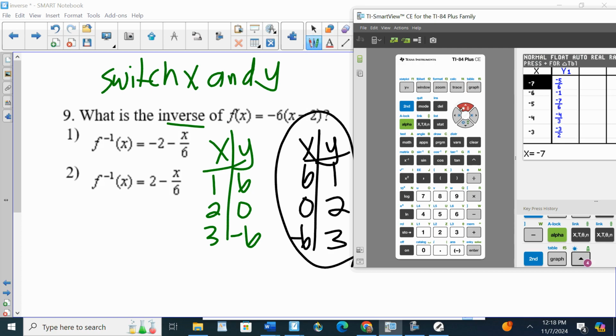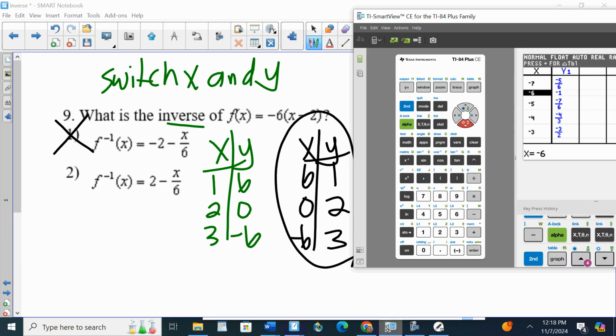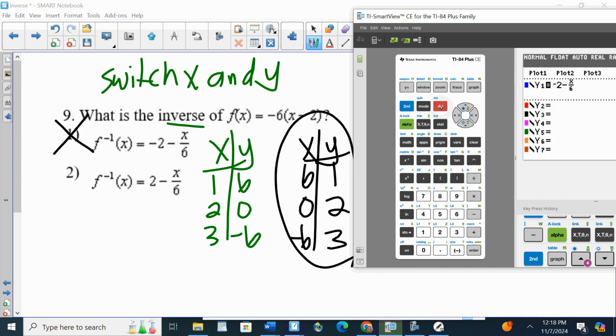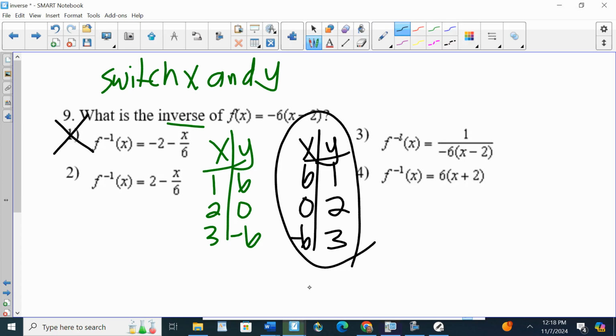So let's work backwards here. Is -6, 3 on there? No. So choice 1's out. Choice 2, 2 minus x over 6. I'm looking for 6, 1, so -6, 3. I've got it. Next, I'm looking for 0, 2. It's possible that one of the points might work, but it's got to be all of them. 0, 2's on it. I'm feeling pretty good. Let's make sure. 6, 1. It's on it. Choice 2 works.